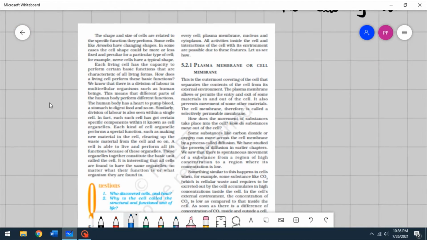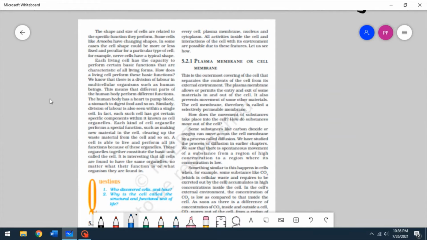All right, and then we move on to the third page. Soon I'm going to forget count, so I'm just going to say next page. I'm not sure if this is the third page also. Alright, so the shape and size of cells are related to the specific function that they perform. Some cells like amoeba have changing shapes, and in some cases the cell shape could be more or less fixed and peculiar for a particular type of cell. So all this boils down to one thing.